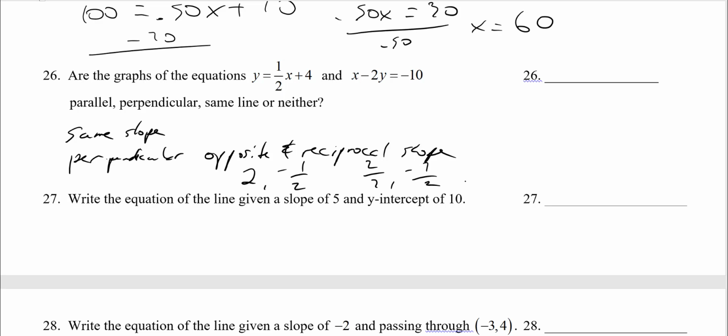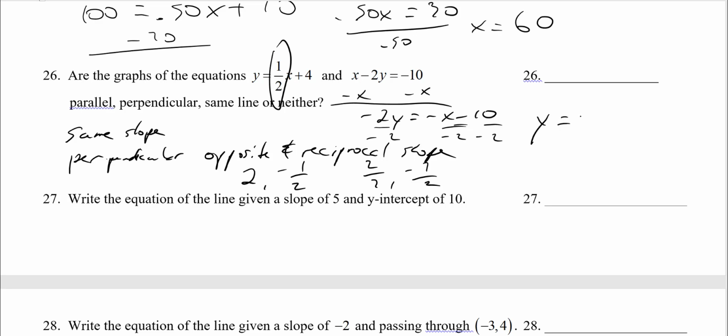Okay? So the first one's already solved. I can look at the slopes. That's 1/2. I got to solve the other one for y. So I'm going to subtract x. I get -2y is equal to -x minus 10. And then divide by -2. So y is equal to 1/2 x plus 5. So right away, I see a 1/2 here, parallel lines.